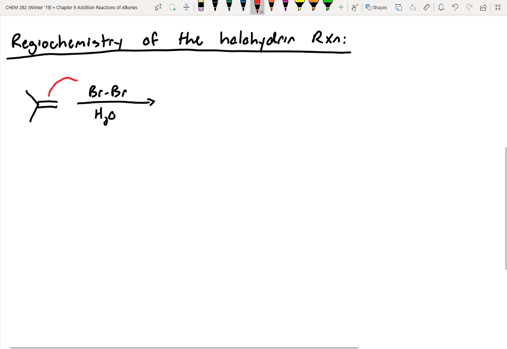We know that the double bond can attack the bromine, the bromine can attack back in, and we'll kick off bromide as a leaving group. We go through this bromonium ion. We have water floating around. We know that water in this case is going to outcompete bromide as our nucleophile. But then the question is, which carbon is going to be attacked?